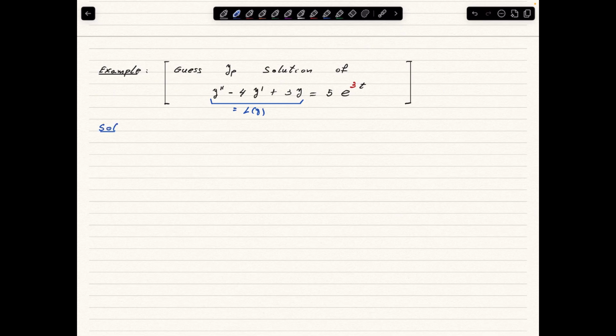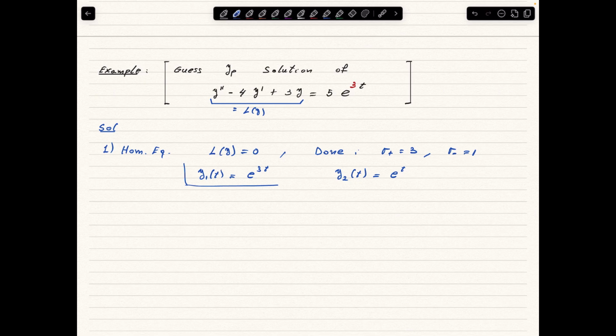Well, as before, we need to solve the homogeneous equation, which we did. So the homogeneous equation is L of y equals 0. That is the same equation as in the previous problem. This is done, and we got r plus equal to 3, r minus equal to 1. And then the fundamental solutions are y1 of t equals exponential 3t and y2 of t equals exponential t. So this is done from the previous problem. It's the same homogeneous equation.